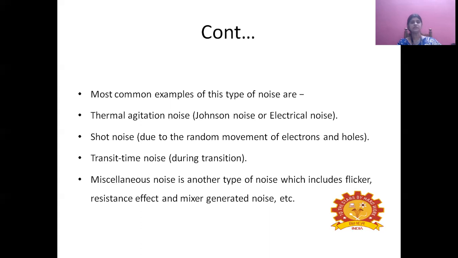And then the next one is the transit time noise. Transit time refers to the time taken by the charge carriers to move across the junction. This transit time effect also produces some noise, so this is called the transit time noise. And the other one is the miscellaneous noise. This is another type of noise which includes flicker, resistance effect, and mixer generated noise, etc.